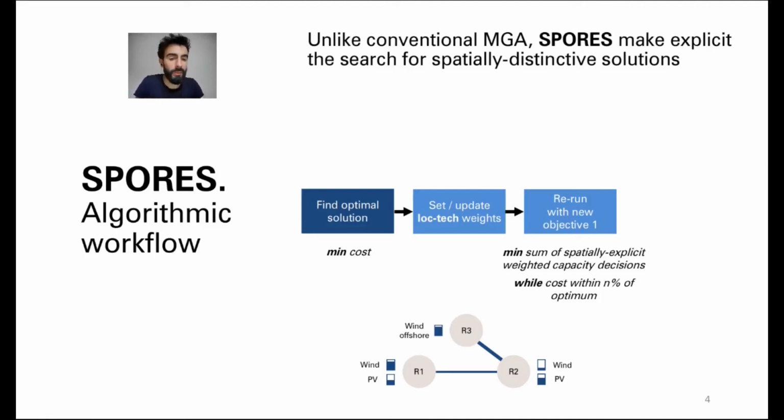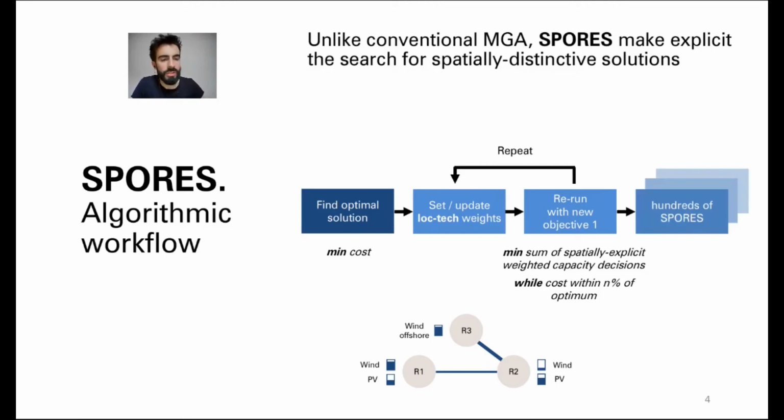However, unlike for conventional MGA, SPORES are making explicit the search for both technologically and spatially distinctive solutions, which allows us to get the kind of subnational diversity that we are looking for. So this type of formulation can be repeated as many times as needed, each time updating the weights by the same logic, ending up with hundreds of feasible spatially distinctive alternatives.